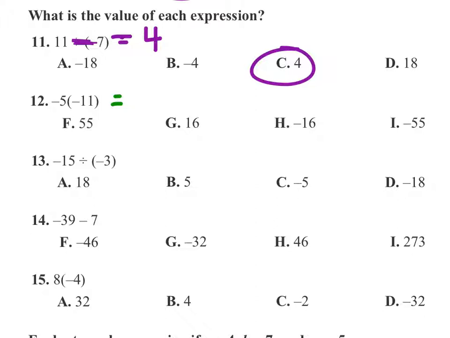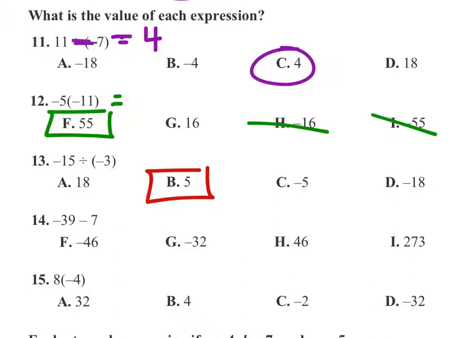Since we know it's positive, if you wanted to, like Christian did, you could eliminate those two at least. And it's either 55 or 16. Well, this is multiplication. 5 groups of 11 would give us 55. We could also look at this as the opposite of 5 groups of negative 11, which is still positive. All right, what about 13? Negative 15 divided by negative 3. B. That is correct. Again, we got 2 negatives. They're going to cancel each other out.